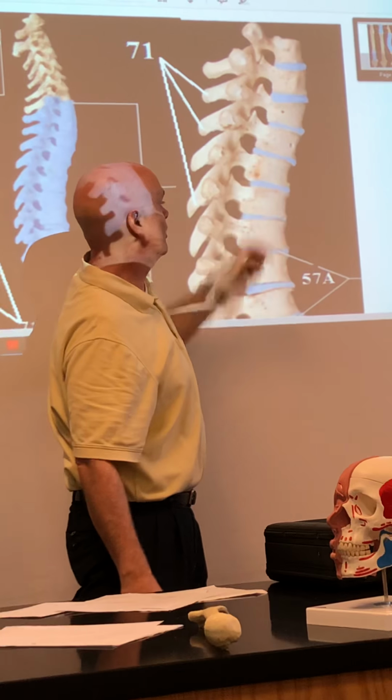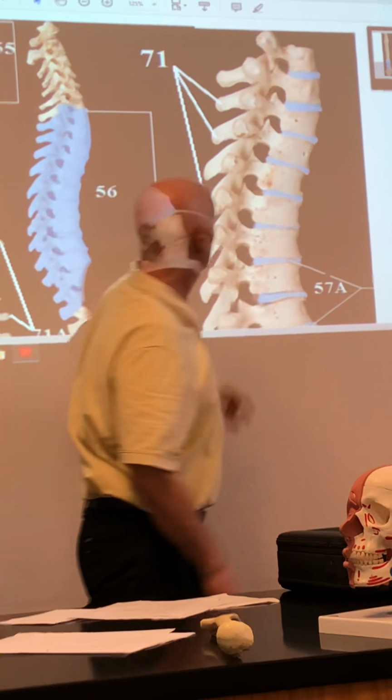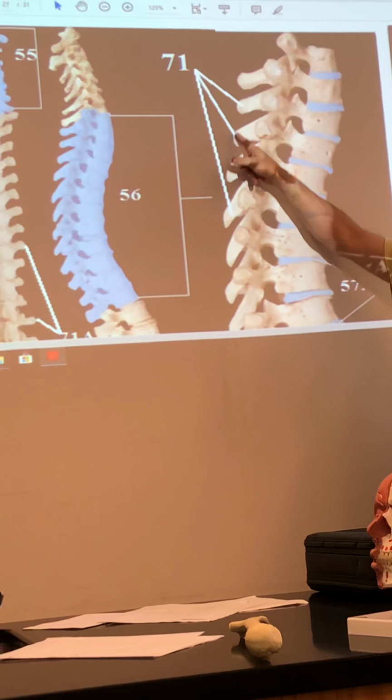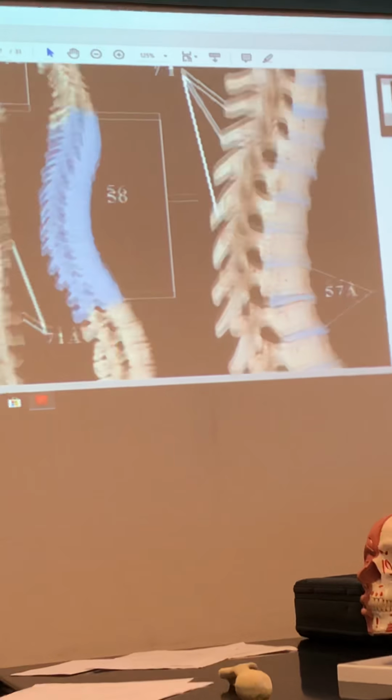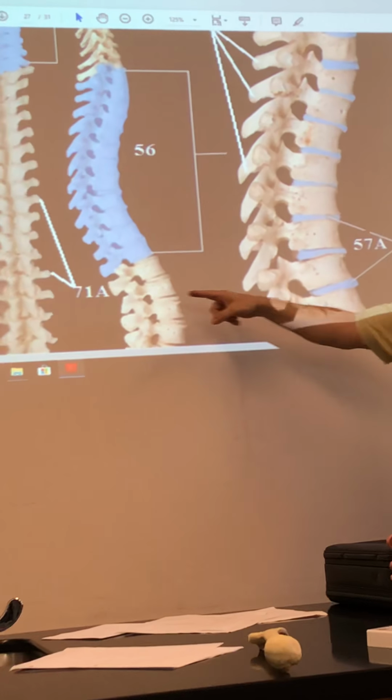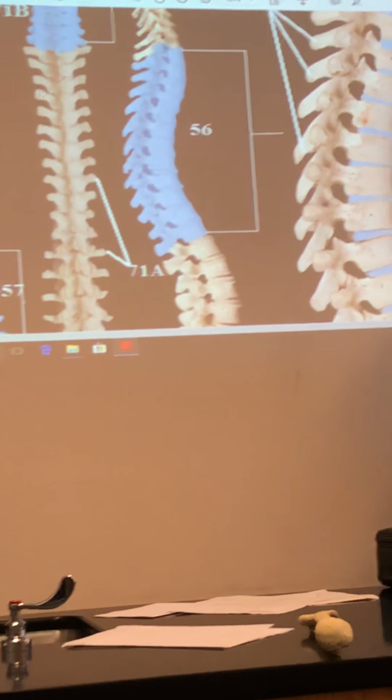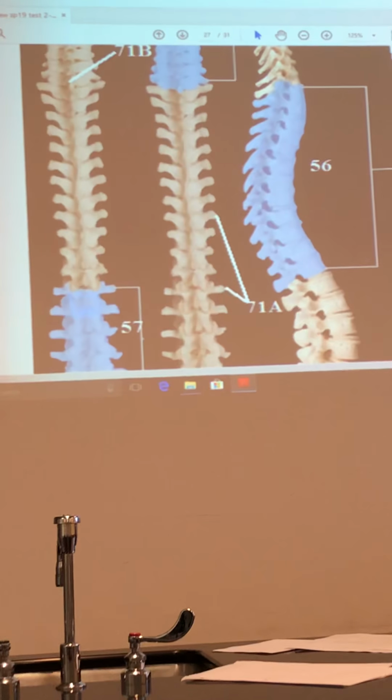Here are the intervertebral discs. How about these things? Spinous processes. If you just go up just a little bit, see 71A. Transverse processes. Good.